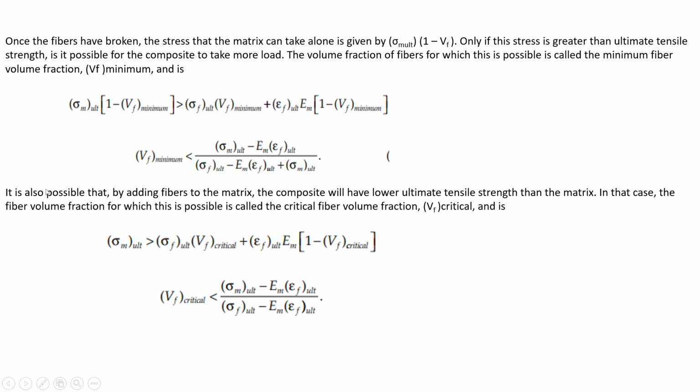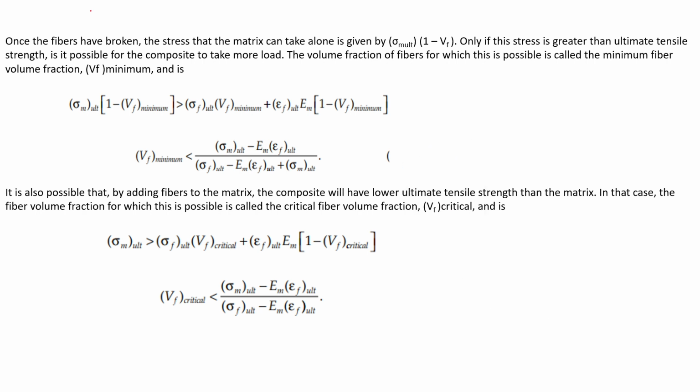Whereas, it is also possible that by adding fibers to the matrix, the composite will have lower ultimate tensile strength than the matrix. In that case, the fiber volume fraction for which this is possible is called the critical fiber volume fraction Vf critical. And this is the equation for the critical fiber volume fraction.